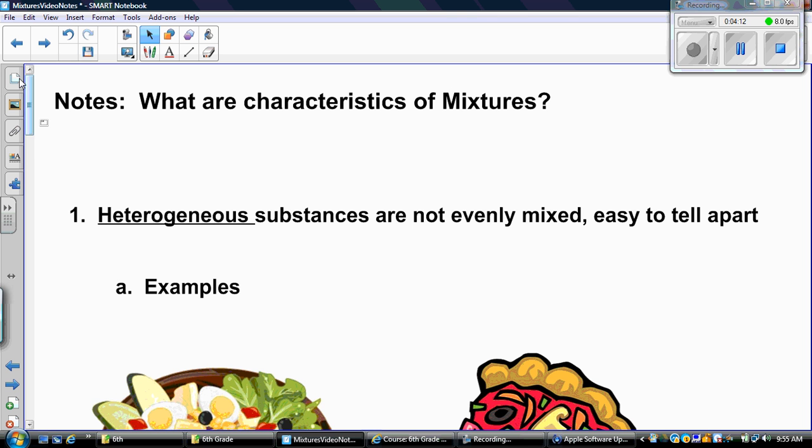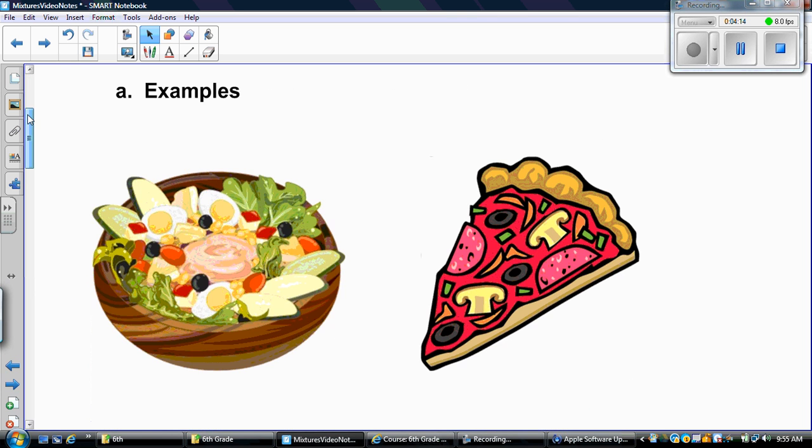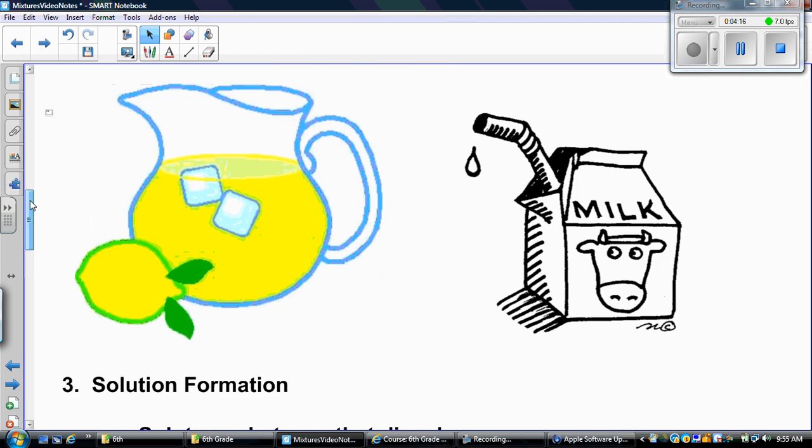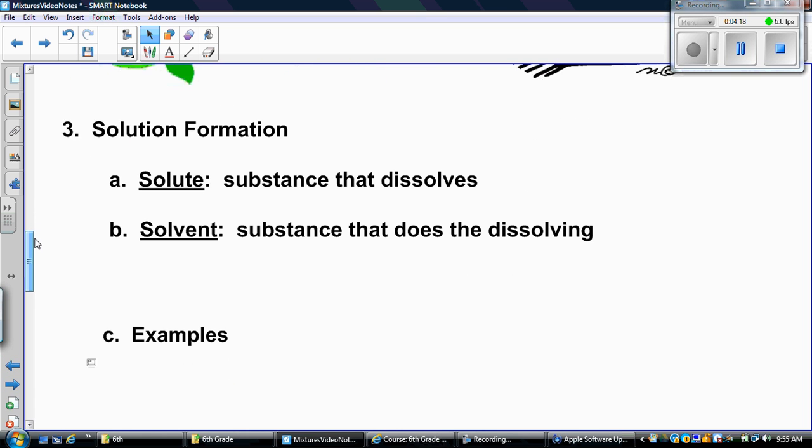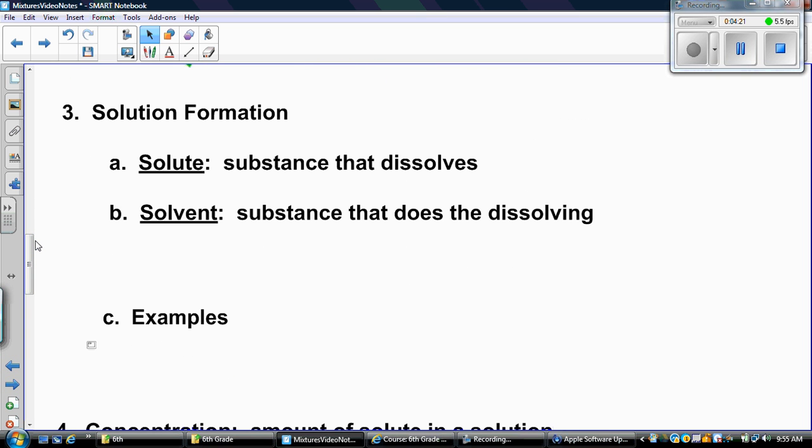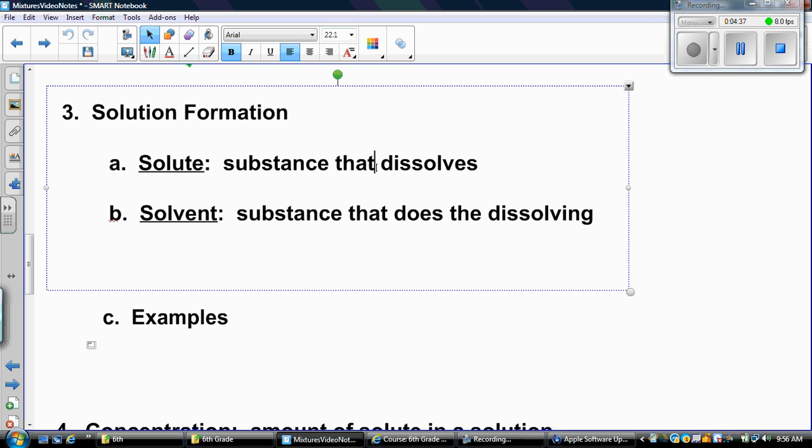Okay, so that's the difference between two types of mixtures, heterogeneous and homogeneous. So we're going to take a look specifically at homogeneous mixtures, which are called solutions. Solutions are made up of what's called a solute and a solvent. A solute is a substance that's being dissolved.